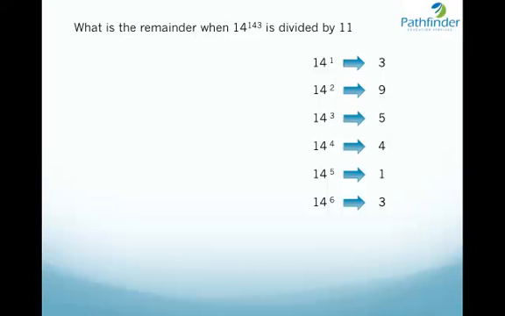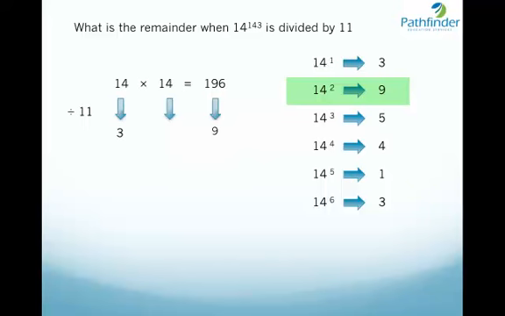14 to the power of 1 divided by 11, we obtain a remainder 3. This is simple. To find out the remainder of 14 square, we write 14 square as 14 into 14, and instead of multiplying it to get 196, and instead of dividing 196 by 11, we apply the remainder theorem. So what is the remainder when 14 is divided by 11? The remainder is 3. What is the remainder when the other 14 is divided by 11? Again, the remainder is 3. 3 into 3 gives us 9. This implies that 14 square when divided by 11 will give us a remainder of 9.